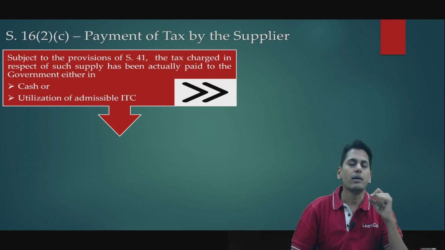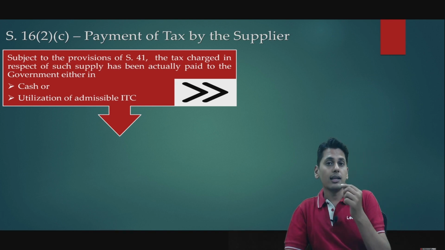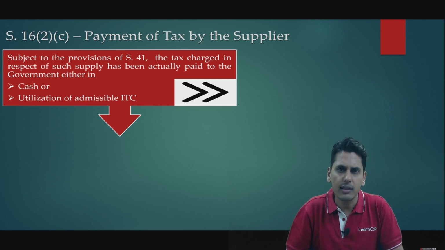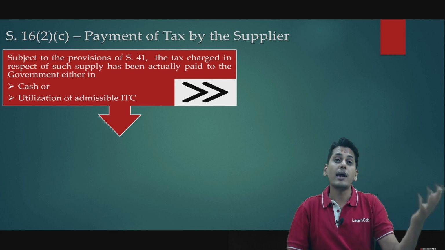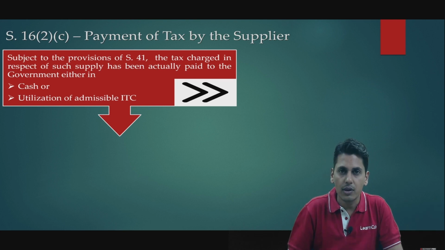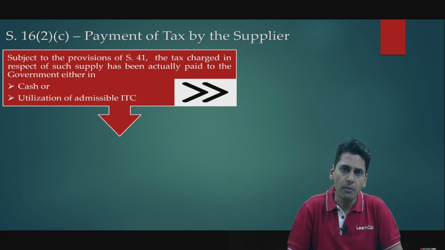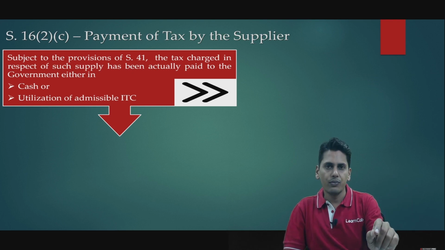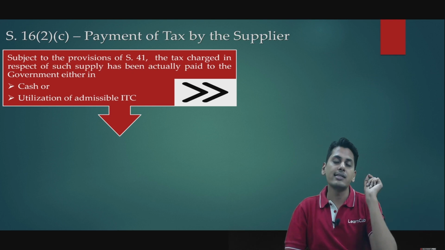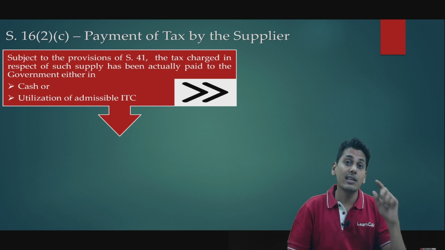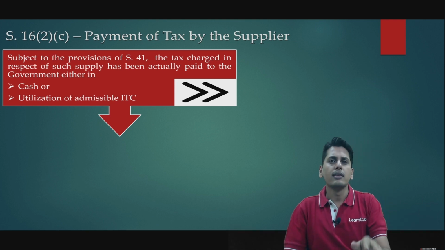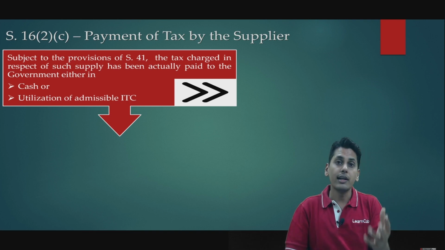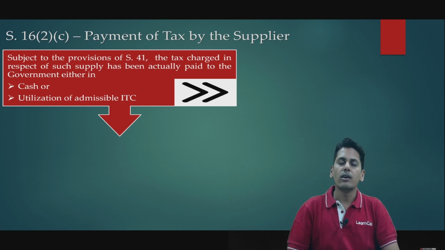Now friends, wait a moment. The third condition, that the supplier should have paid the taxes. How is the recipient going to know whether the supplier has paid the taxes or not? Of course, the portal should intimate him that against each invoice where the recipient wants to take the credit, whether the supplier has paid the taxes to the government or not, and only then the recipient would be able to ensure whether he should be taking the credit or not.